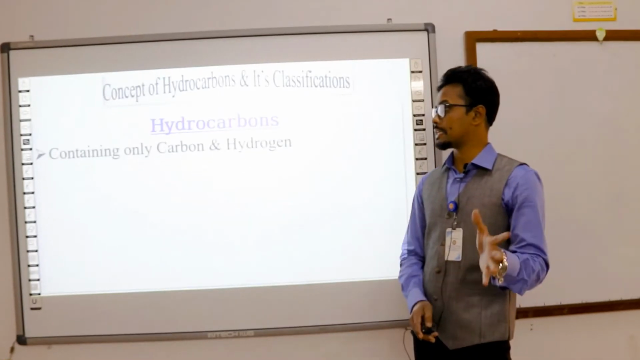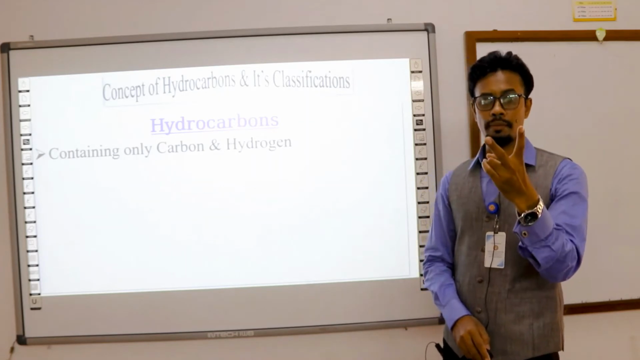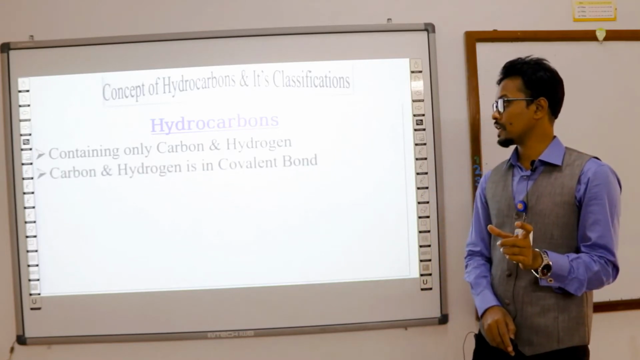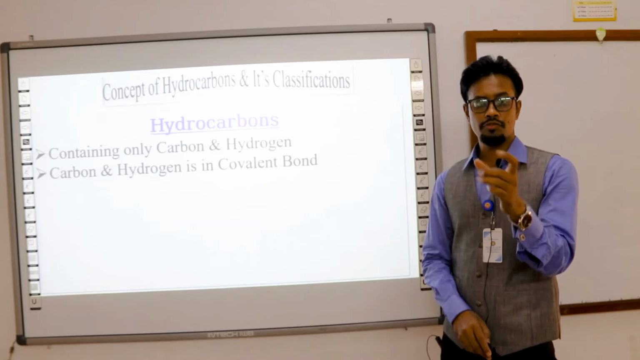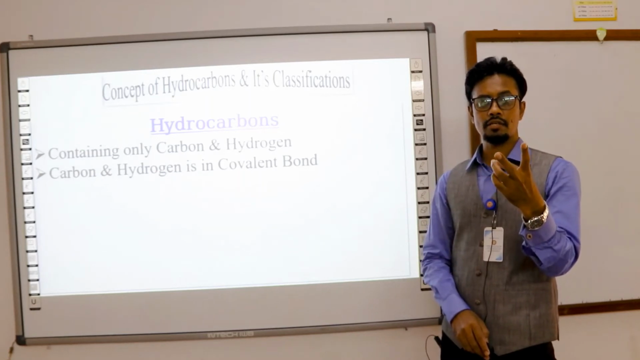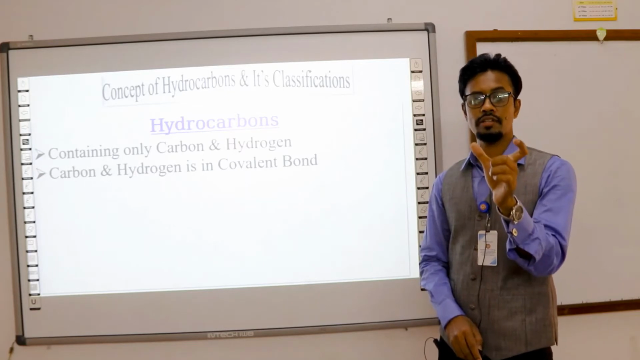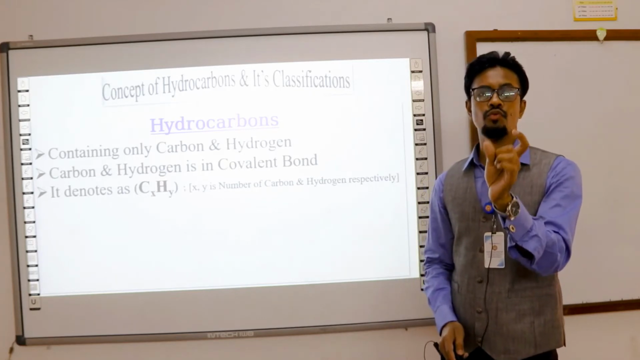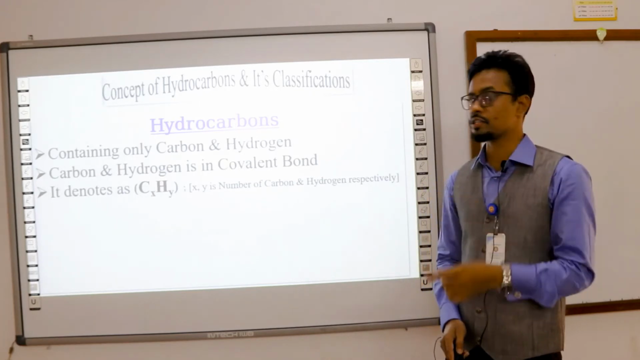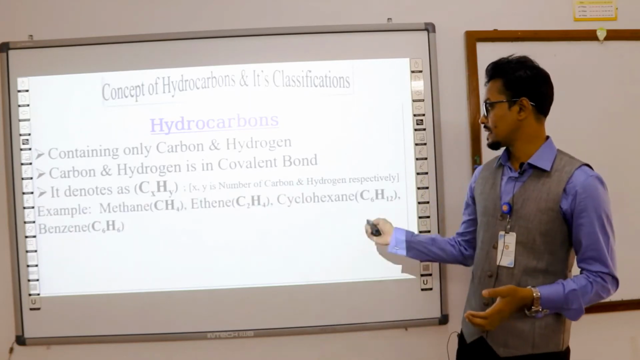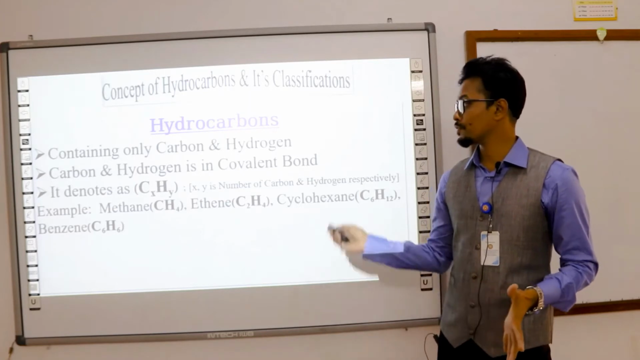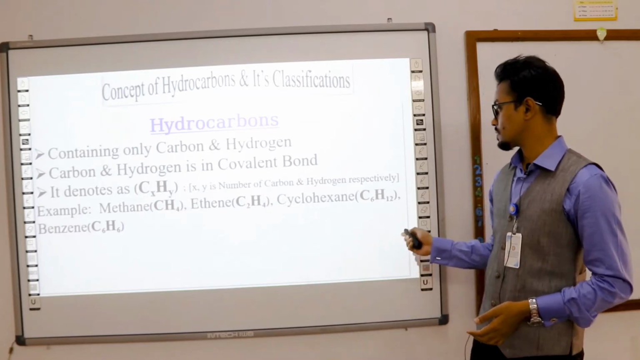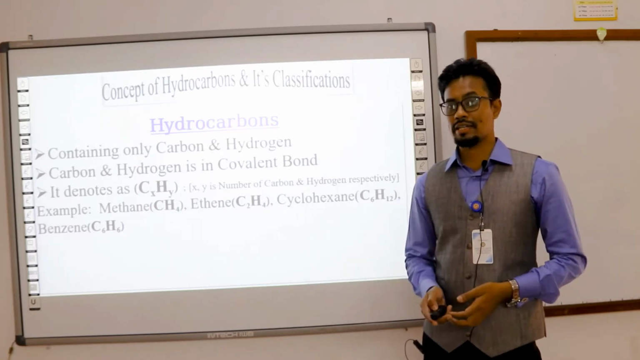Here, hydrocarbons in detail. Hydrocarbons contain only two elements, carbon and hydrogen. There are no other elements in hydrocarbon. Carbon and hydrogen are in covalent bond. You know three types of bond from class 9: ionic, covalent and metallic bond. Here you will see only covalent bond. It is denoted as CxHy, where x is the number of carbon and y is the number of hydrogen. Methane, ethane, cyclohexane, benzene are some hydrocarbons. You can see here methane, ethane, and so on. There are no other elements other than carbon and hydrogen.